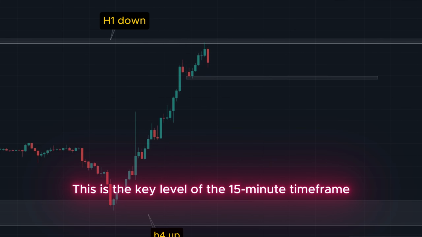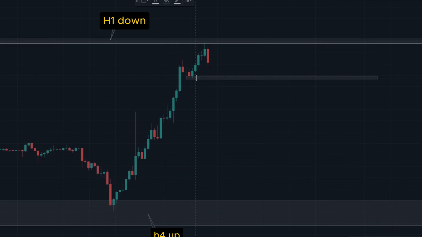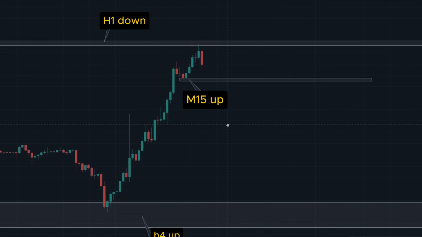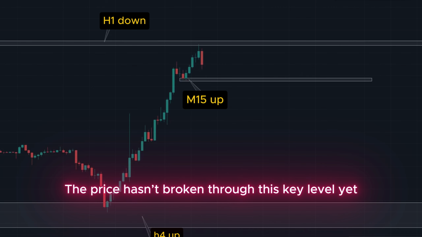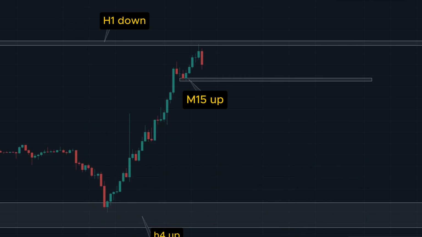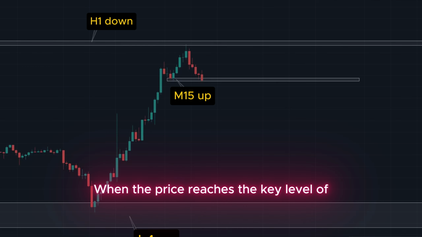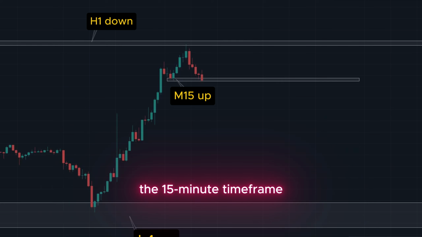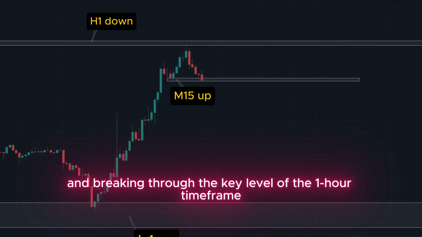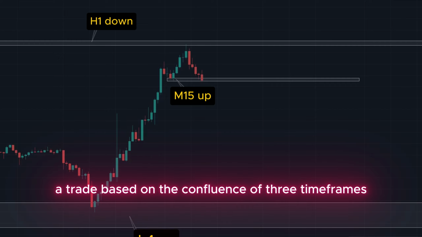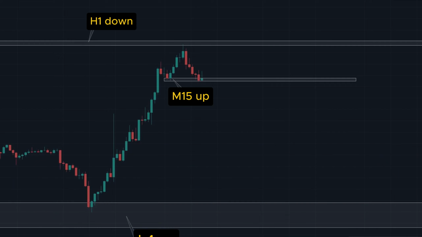This is the key level of the 15-minute timeframe. The price hasn't broken through this key level yet, so the trend remains an uptrend. When the price reaches the key level of the 15-minute timeframe, we expect it to form a large bullish candle, pushing up to continue the uptrend and breaking through the key level of the 1-hour timeframe, so we can enter a trade based on the confluence of 3 timeframes.